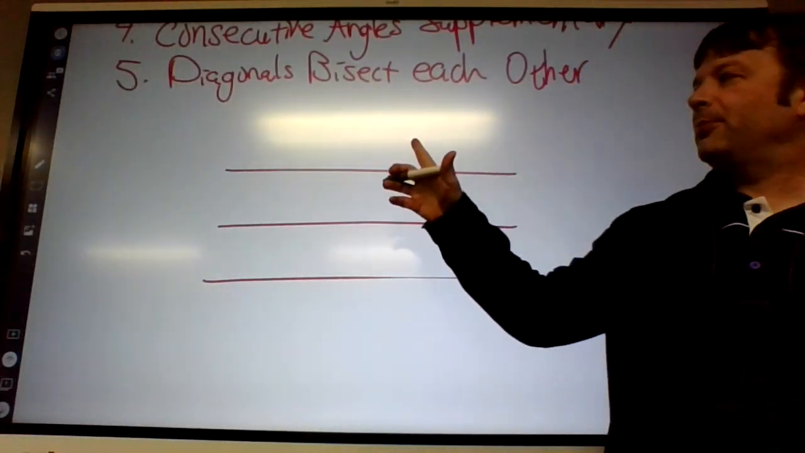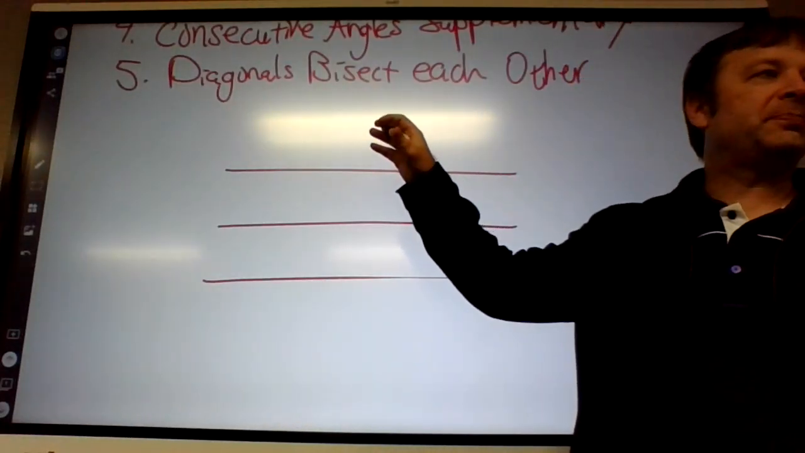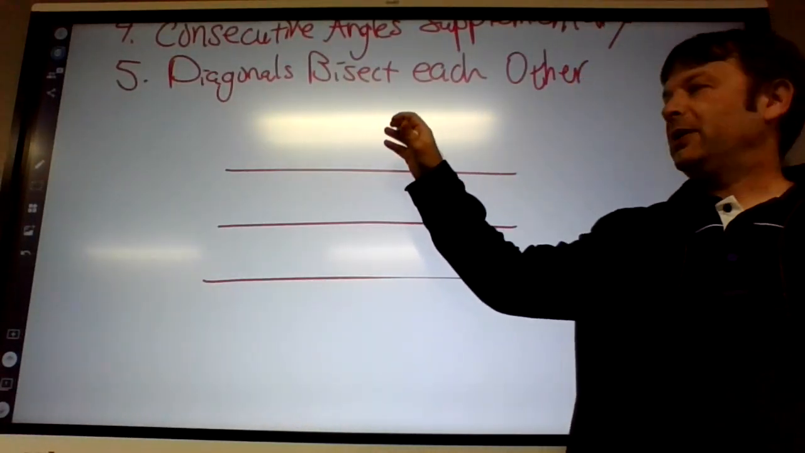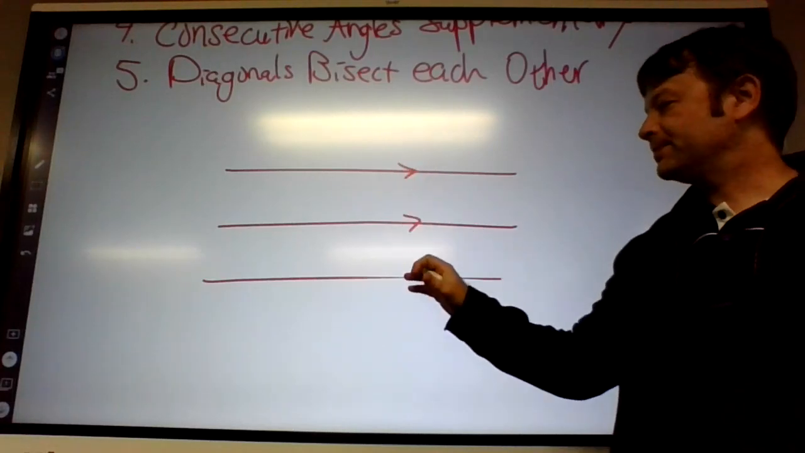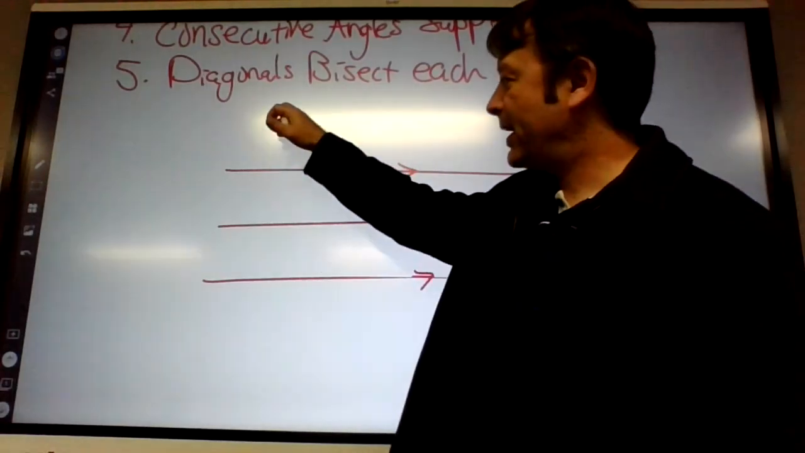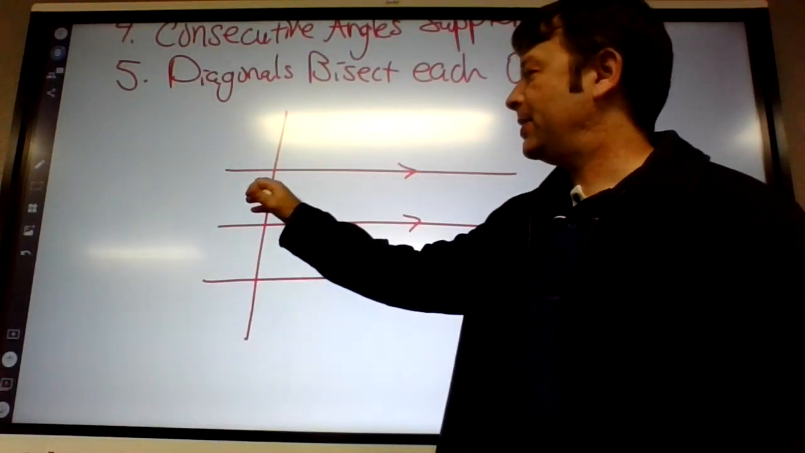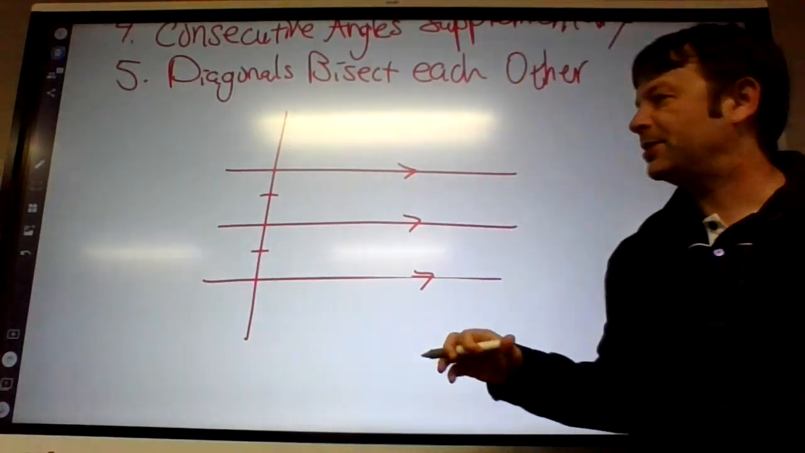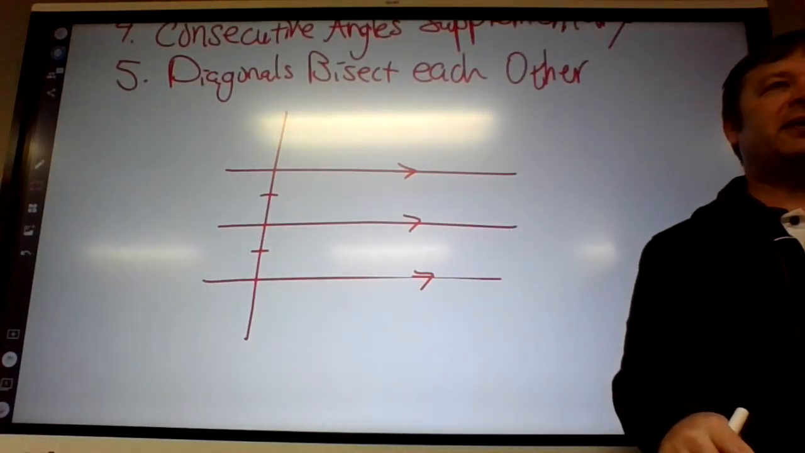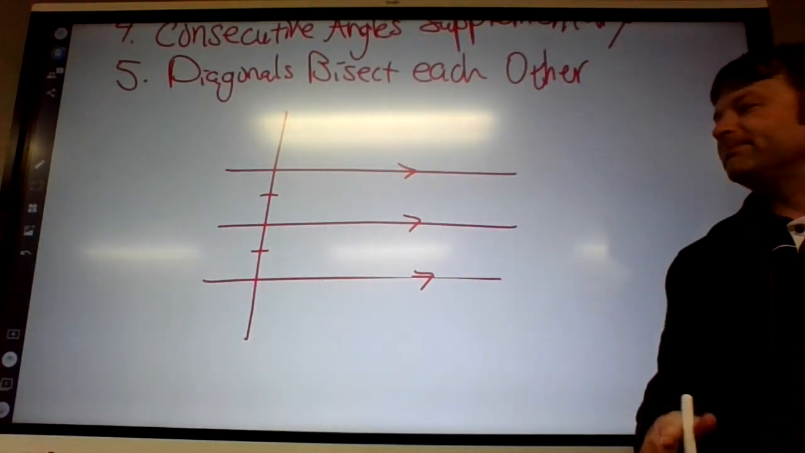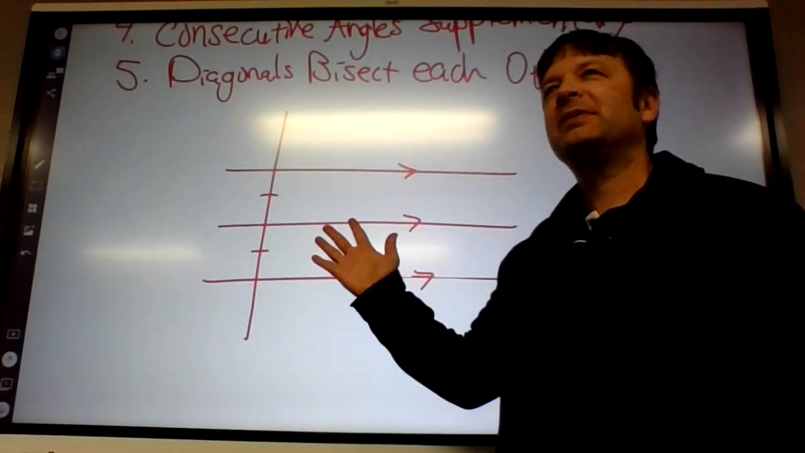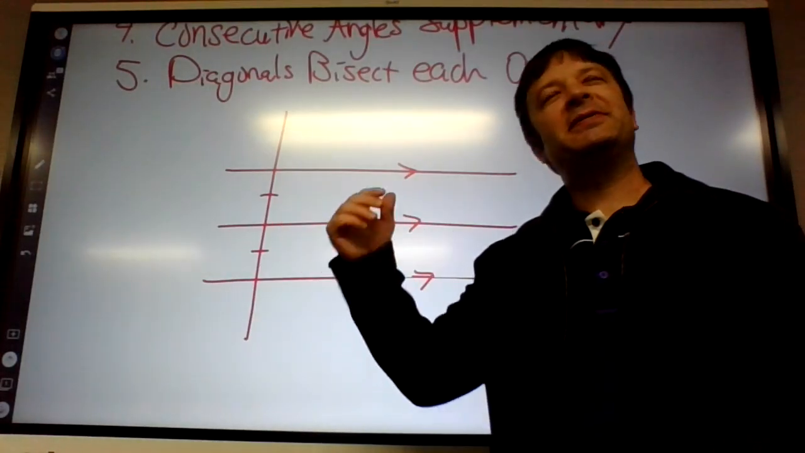All right, we got one more trick we need to talk about. If these lines are parallel, and let's say there's a line over here, and this line gets cut into congruent segments. So imagine, I couldn't think of a good example.